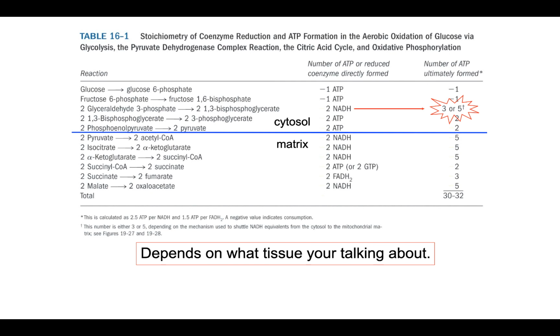And now we are back and we know the answer. Does the oxidation of glucose make 30 ATP or 32 ATP? And the answer is, it depends upon what tissue you're talking about, and therefore what shuttle is being used to move the NADH in the cytoplasm to the matrix.